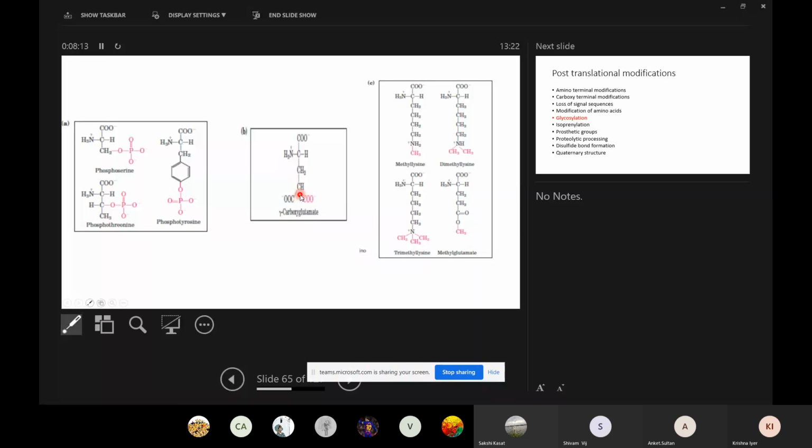Another type of modification, as I said, we have already seen before at the end terminal, but this can also happen in the middle of the protein. If you have a lysine, it can get methylated, dimethylated, or trimethylated. Likewise, glutamates in the middle of the protein can get esterified to give methyl glutamate. So these are all modifications occurring on the amino acids which are present as part of the protein after the process of translation.